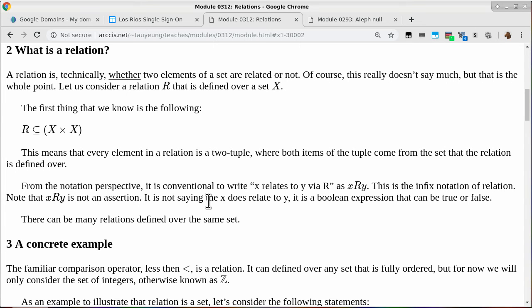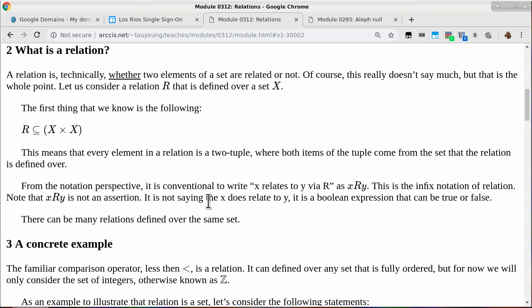Okay? So you pick an element out of the current population, Tommy, and you pick another element of the same population, Jack. Then you can ask whether there's a relation between those two. Is Tommy a parent of Jack? It can be true. It can also be false. Is that okay? So that's what a relation is.